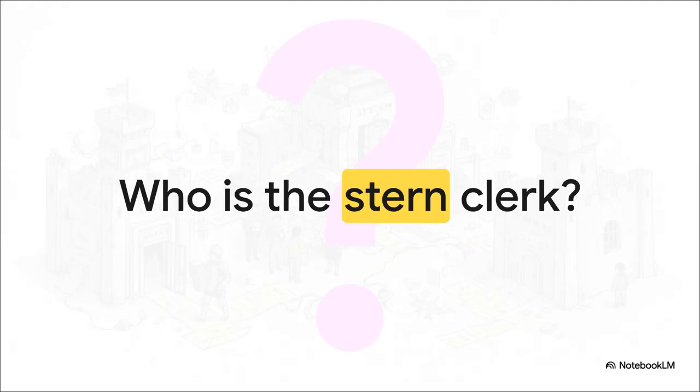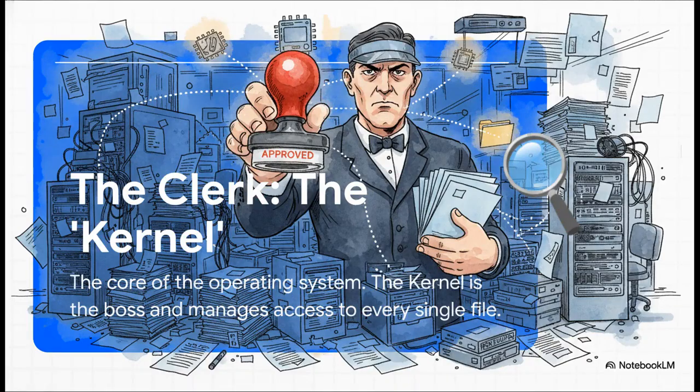All right, so what about our stone-faced official behind the counter? You know, the one holding all the power, the gatekeeper to that massive archive. Who's that? That clerk? That's the heart and soul of the operating system. It's called the kernel. You can think of the kernel as the ultimate boss. It manages absolutely everything, all the hardware, all the memory, and, for our story, access to every single file. Nothing, and I mean nothing, happens without its say-so.